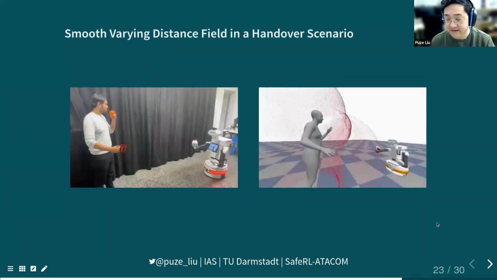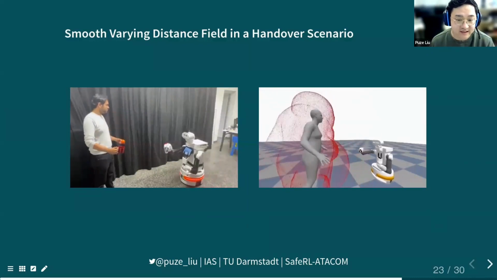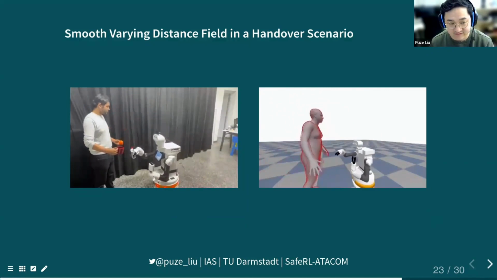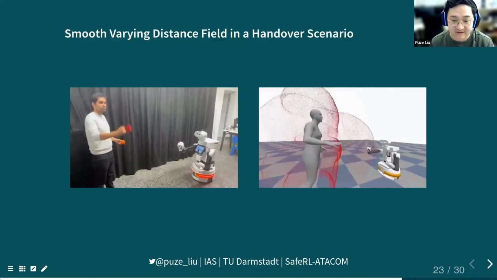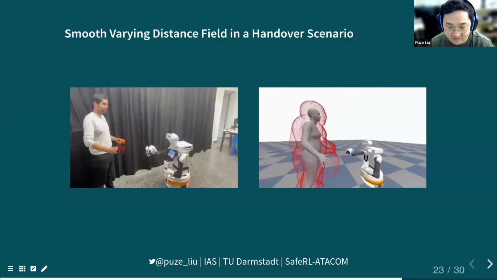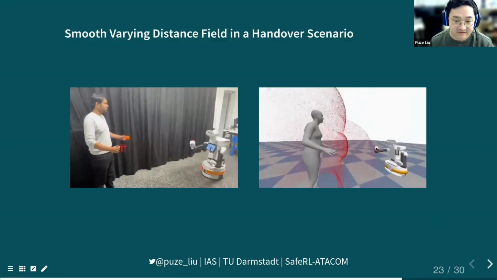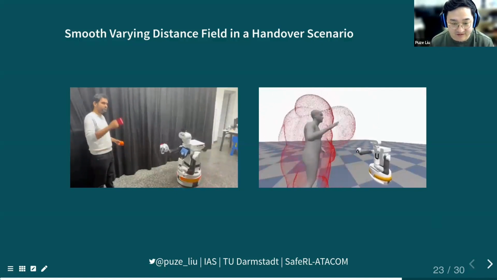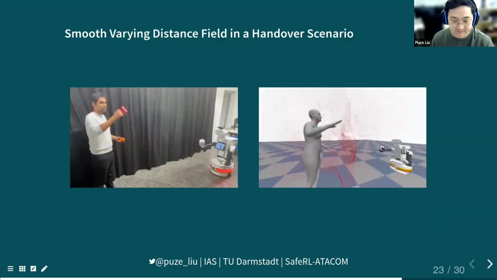And here are some experiments that we have done before, trying to show how our distance field varies as the robot is approaching. In this task, we are trying to define a safe distance based on the distance between the human and the robot, and to visualize how the distance field varies from a smooth, big blob into sufficient details of the human hand, for example.